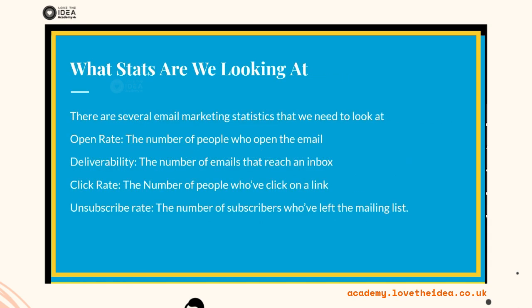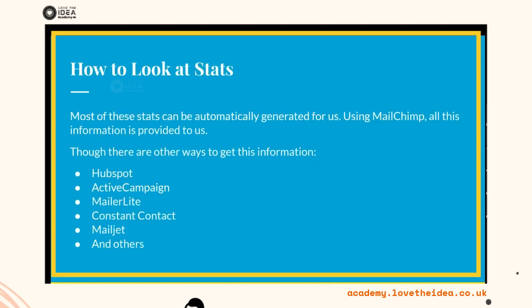So before that, we really need to look at the open rate, the number of people who open the email, the deliverability, the number of emails that reach an inbox. Really, that should be 100%, but it's not always. Click rate, the number of people who've clicked on a link inside the email, and the unsubscribe rate, the number of people who have subscribed to your mailing list who have decided to leave.